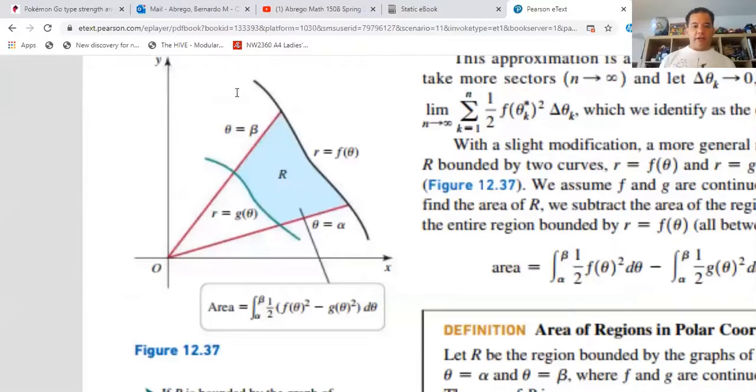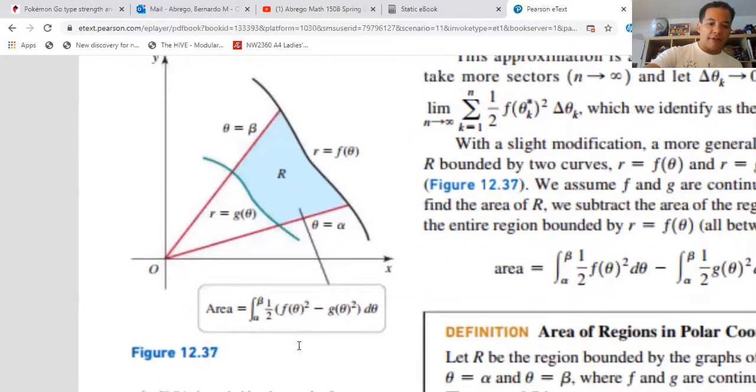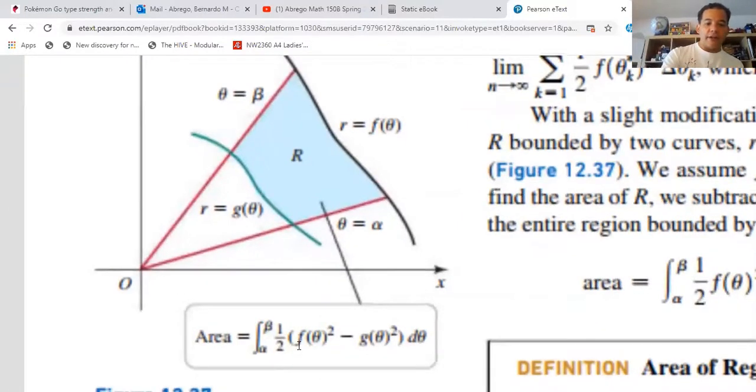So if we want to get the area of this region R, the light blue region R, that's given between one angle and another, but also in between two curves, from f and g, the only thing you need to do is get the area of the big one and subtract the area of the little one. You can accomplish that by doing what is written right here: the integral from alpha to beta of 1/2 the f squared minus the g squared. That's how you can get the area in between the two curves. Okay, is that clear?